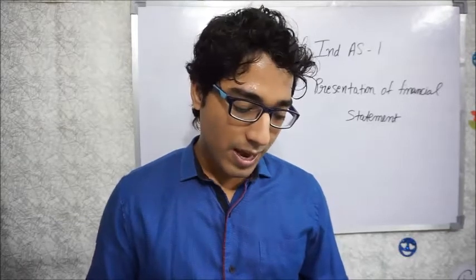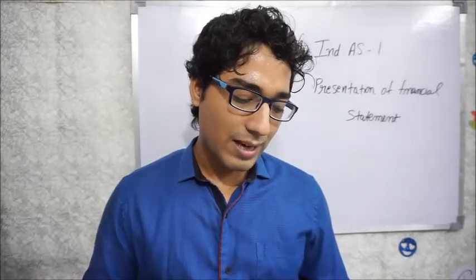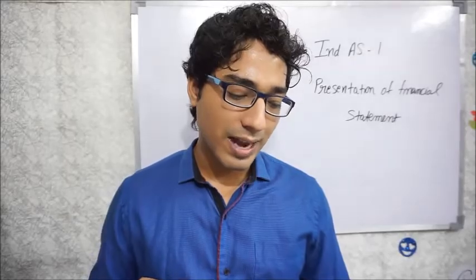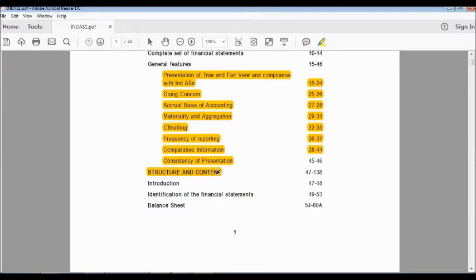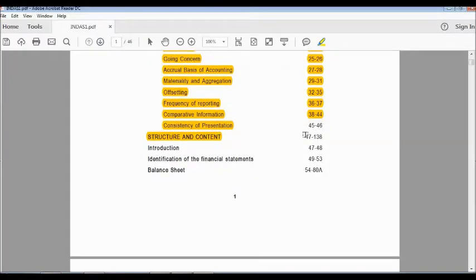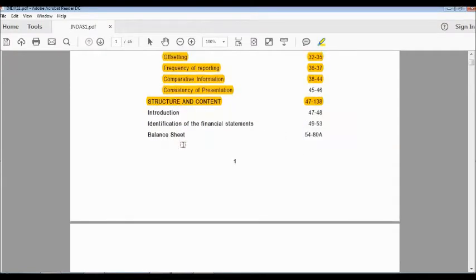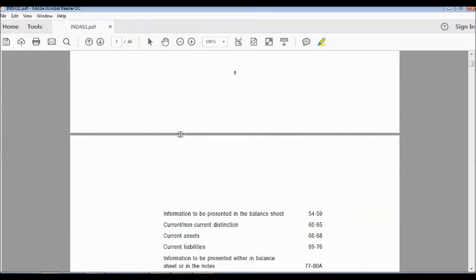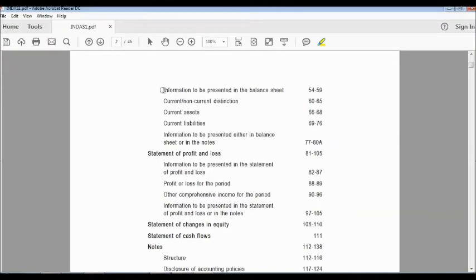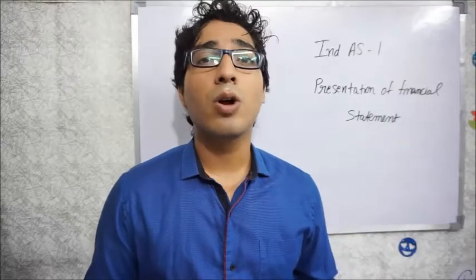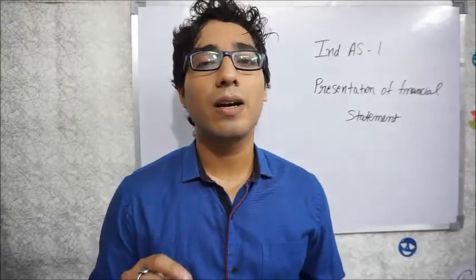Now let's take a look at the second segment, which is structure and content. This is covered in paragraphs 47 to 138. Under this heading there are a lot of subheadings like introduction, identification of financial statements, balance sheet, and then in the balance sheet there are subheadings like information to be presented in the balance sheet, current and non-current distinction, current assets and liabilities.